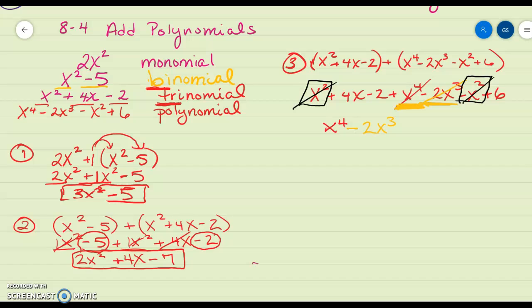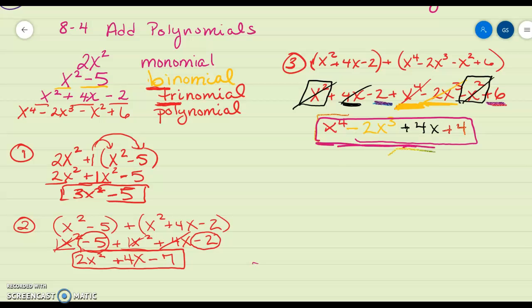Okay, then we're going to look for just our x's, and we have one right here. It's a 4x. That's your 4x, cross it out. And lastly, we have our constants, negative 2 and 6. So if I put negative 2 and 6 together, negative 2 plus 6 is a positive 4. And you would have the sum of a trinomial and a polynomial. There you go. Isn't that colorful?